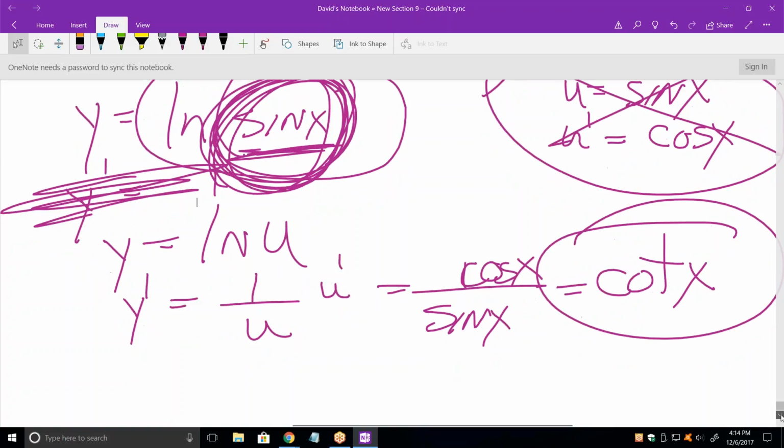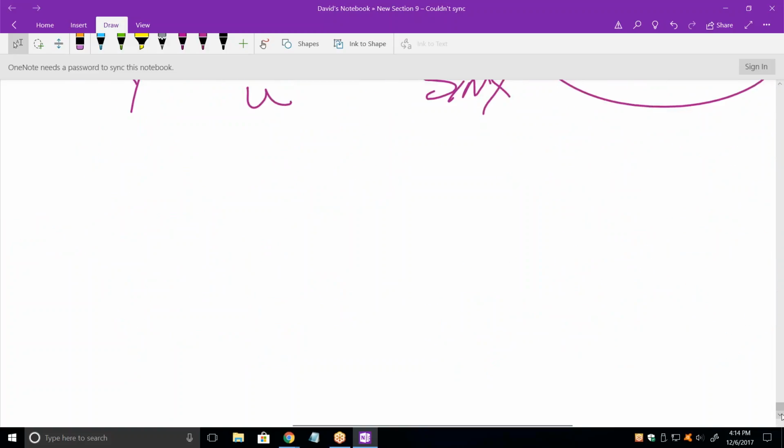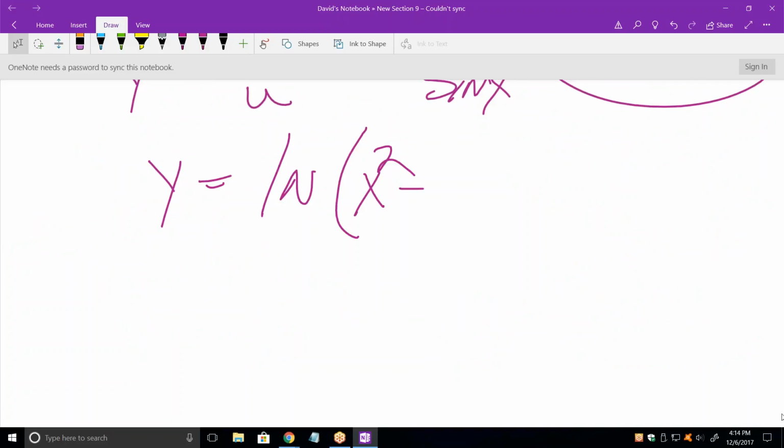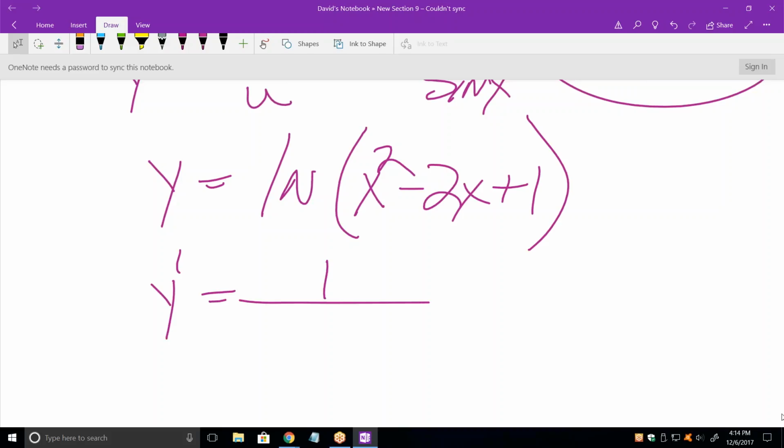And if it was super complicated, it would be like that. Let's say I had something like y equals natural log of x squared minus 2x plus 1. What's the derivative of the outside? 1 over x squared minus 2x plus 1. Yeah. And the derivative of the inside is 2x minus 2.